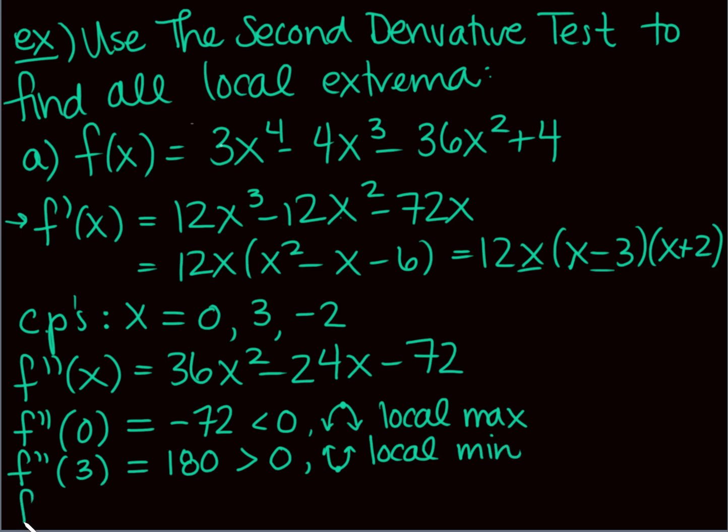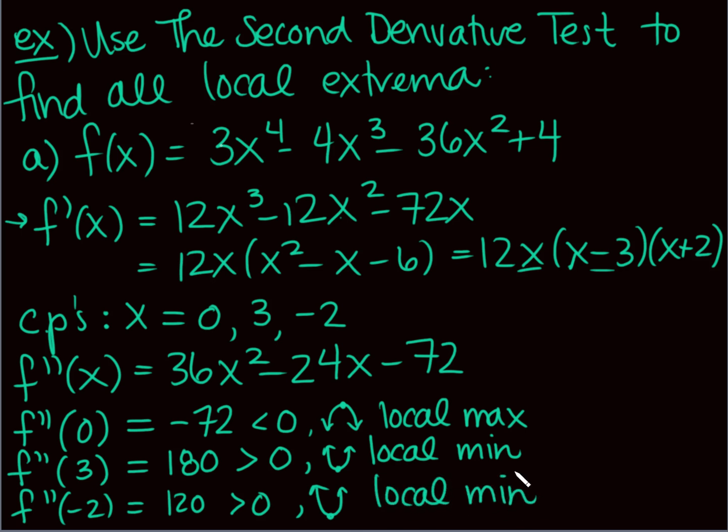All right, and then finally, f double primed of negative 2, which is my other critical point, 36 times 4 minus 24 times negative 2 minus 72, I don't know, 120. Remember, these are just the values of the second derivative. This isn't the actual function values. These aren't my minimum or maximum values, people. Greater than 0. So I am concave up, so I have a local min. Aren't those great?